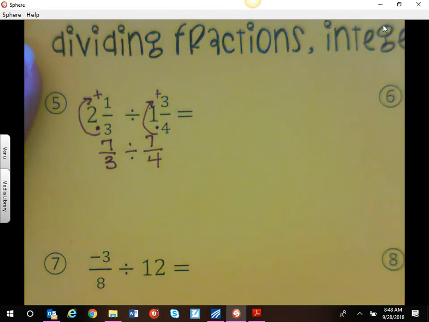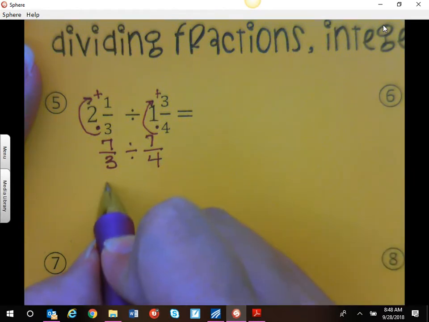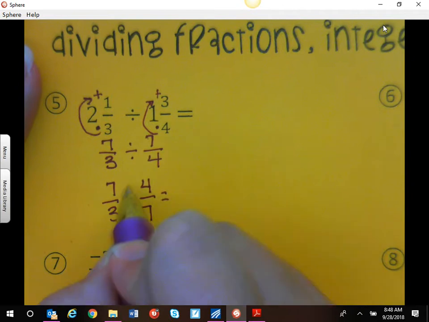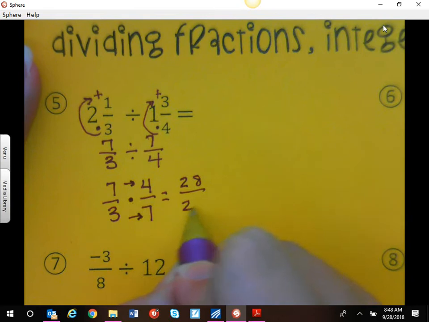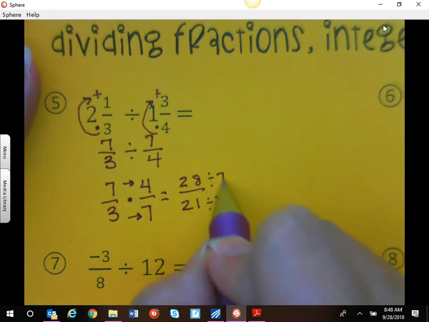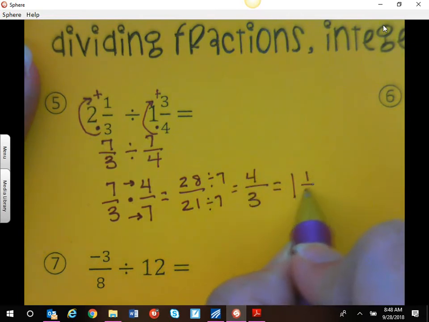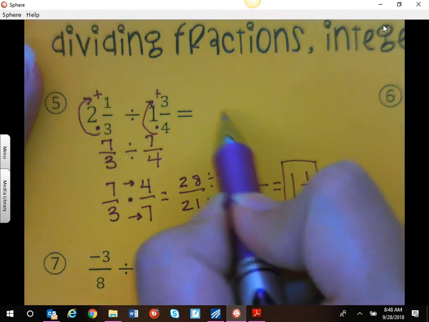And now I can do keep, change, flip. Don't try to do these 2 steps at once because you will inadvertently confuse yourself. So 7/3 keep, change to a times, flip the second one. Top times top, bottom times bottom. Now it looks just like what we did in class. This simplifies by 7. 4/3 is 1 and 1/3.